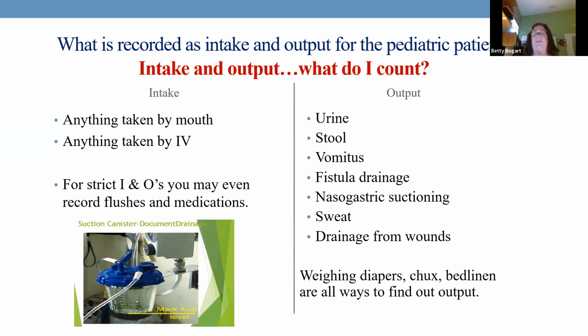Recording the stools, estimating vomit, fistulas, NG tube suction, it usually goes into the canister. We can get that. And if we need to, we can weigh chucks or linen, if there's that much drainage going on and we need it that accurate.